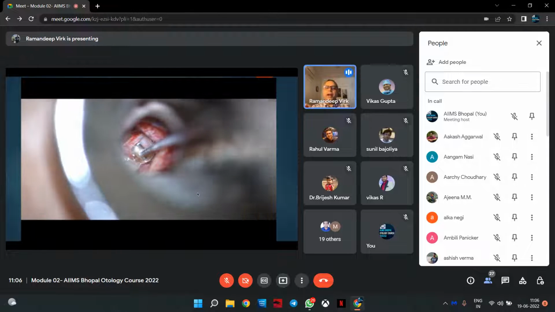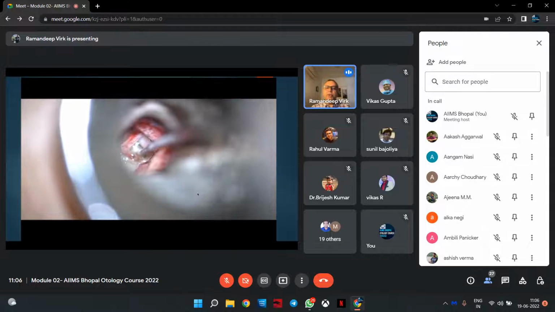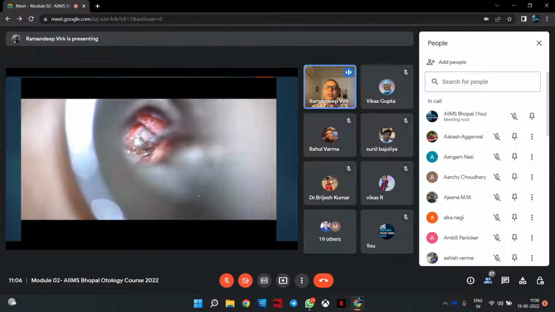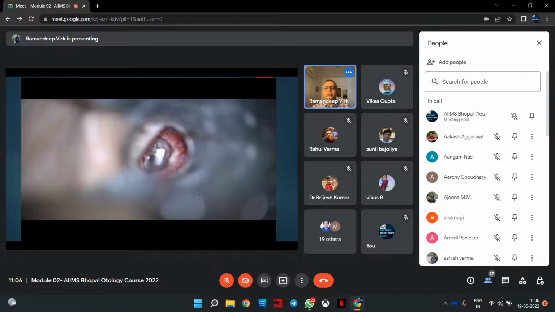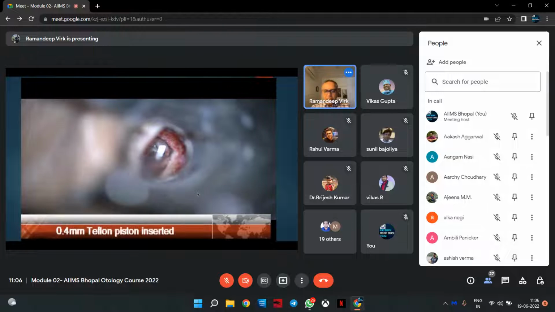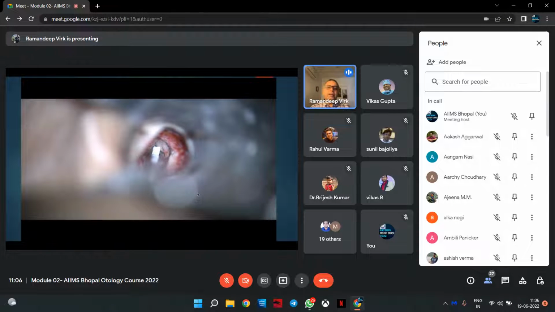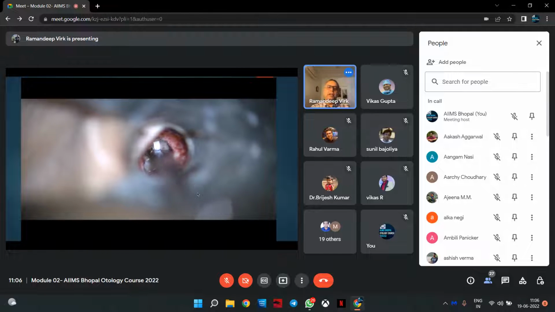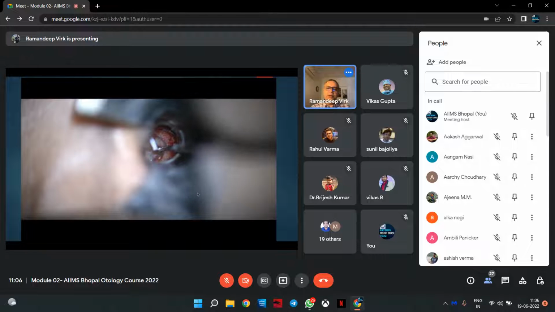Now the problem with the handheld laser is that it is not a single shot like with the micro manipulator. Once you have created that opening, you need to make it circular with an instrument. The reason I don't like it is that it does not make it a non-touch technique. And in this case, we were using a Teflon piston. I always struggle to use a Teflon piston.